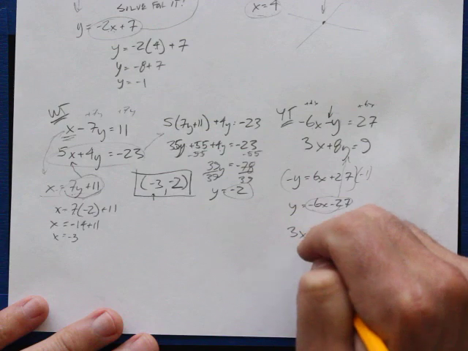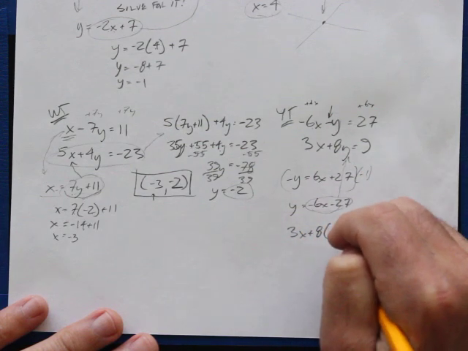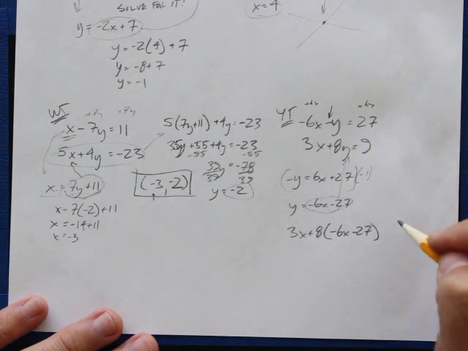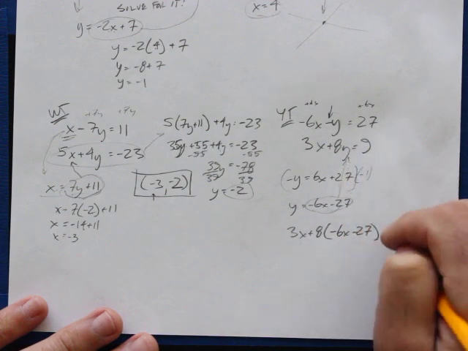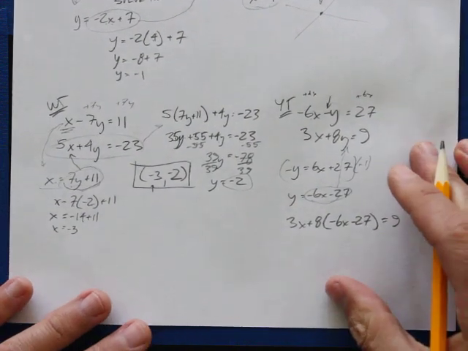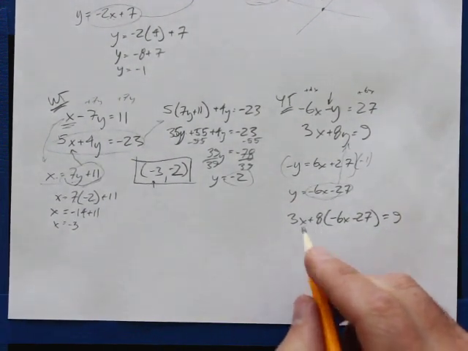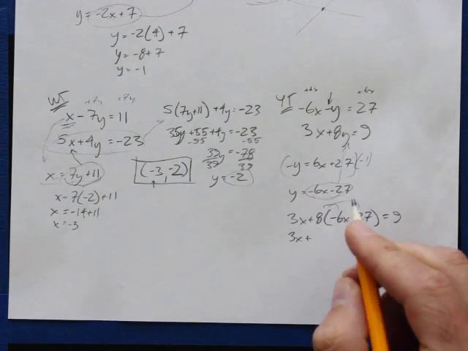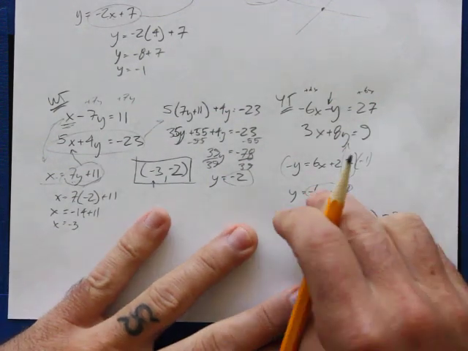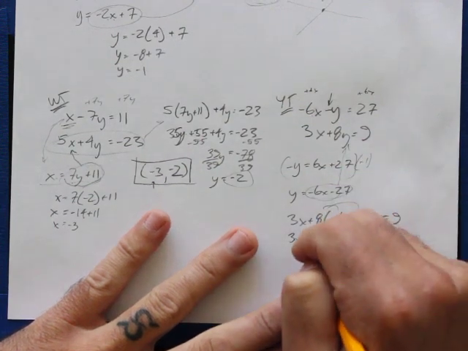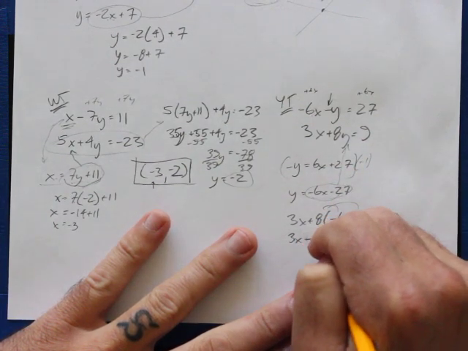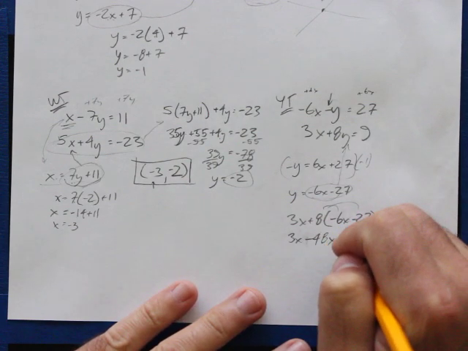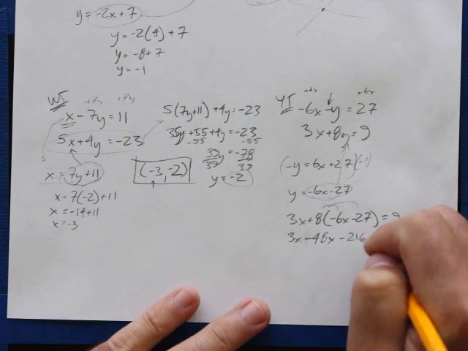So I've got 3x plus 8 times negative 6x minus 27 equals 9. Okay. So now I've got to distribute this 8. I've got 3x plus, but it's going to end up being minus, right? 8 times negative 6x is minus 48x. 8 times negative 27 is negative 216 equals 9.